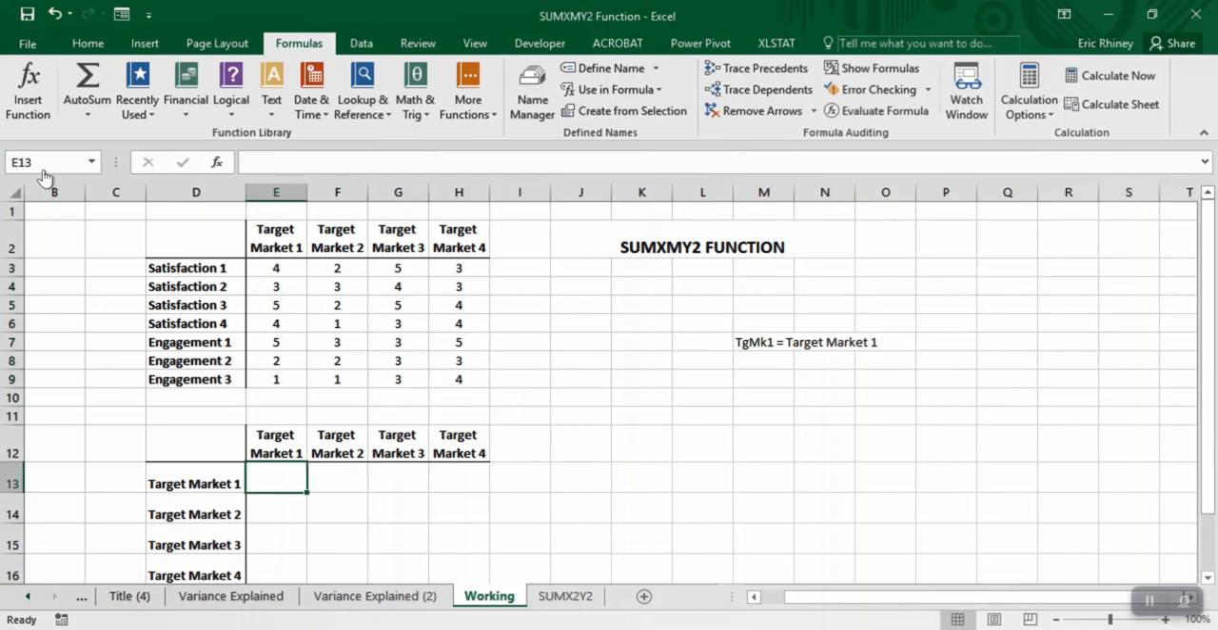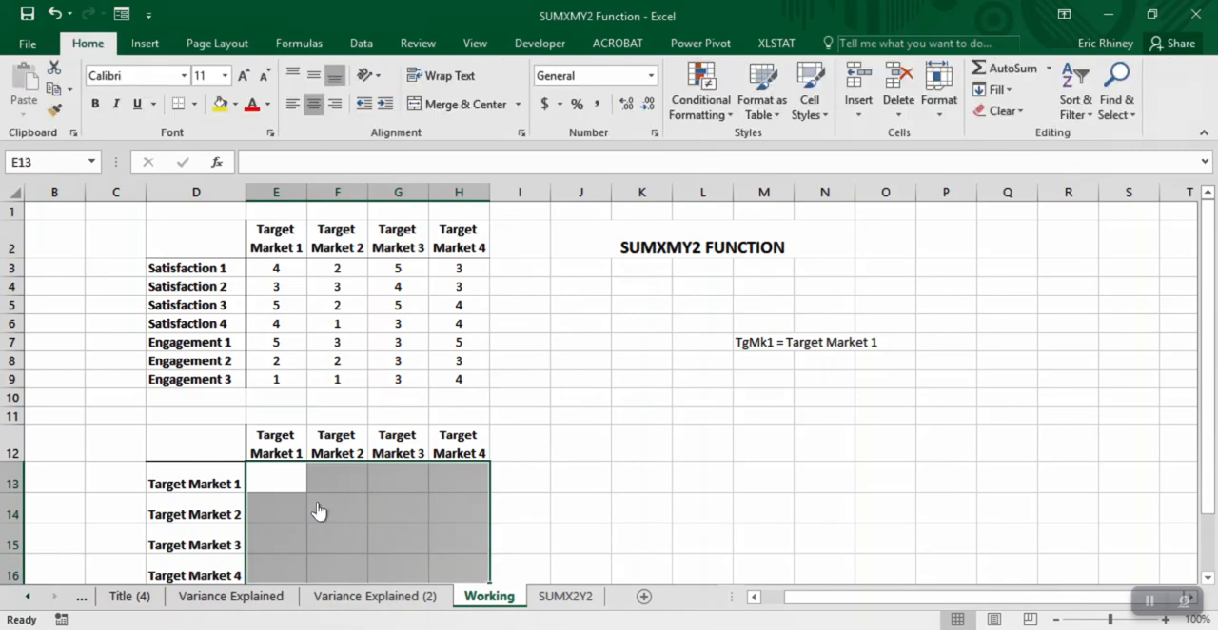So I'm not worried about this cell right here, because this is a comparison of target market 1 to target market 1. And the distance between these two is 0 because it's the same data. There is no difference between the two. All right, so we don't have to worry about that one. But this one, I do want to see and measure the distance.